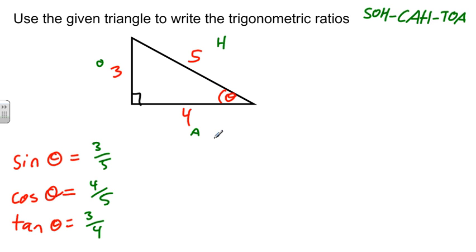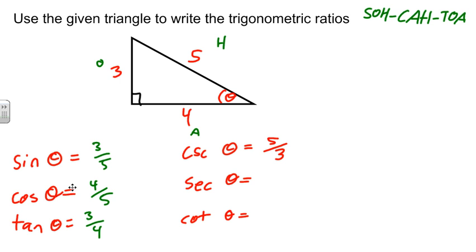And with these, you will sometimes be asked to do the cosecant, secant, and cotangent, which you just have to remember. Cosecant is the reciprocal of sine, it's the inverse of sine, so that would be 5 over 3 instead. Secant's the reciprocal of cosine, so that would be 5 over 4. And then cotangent's the reciprocal of tangent, so that would be 4 over 3.